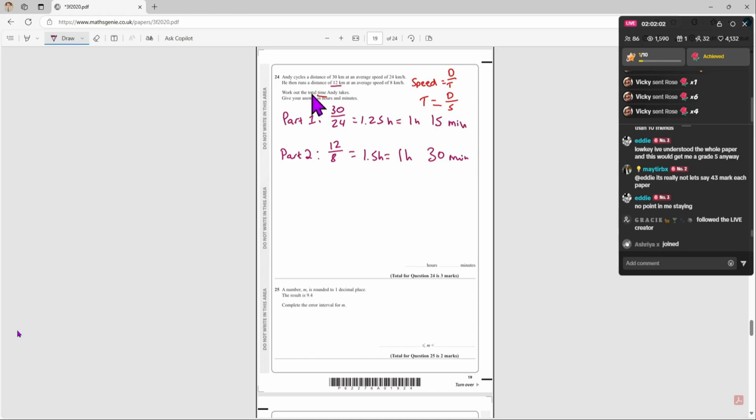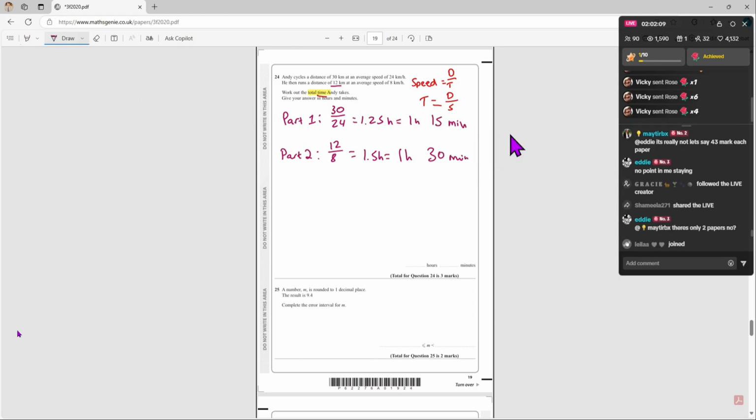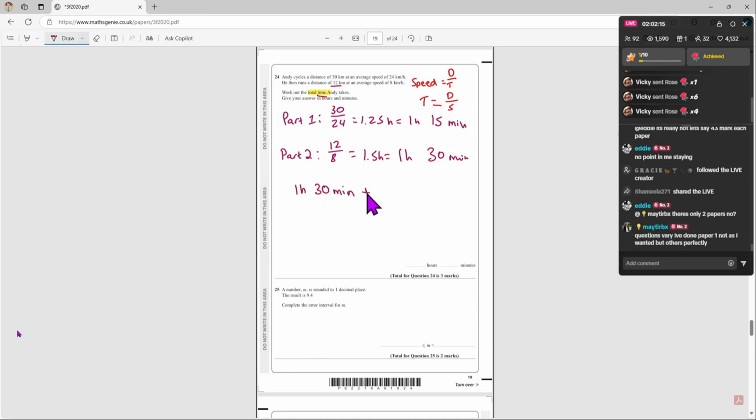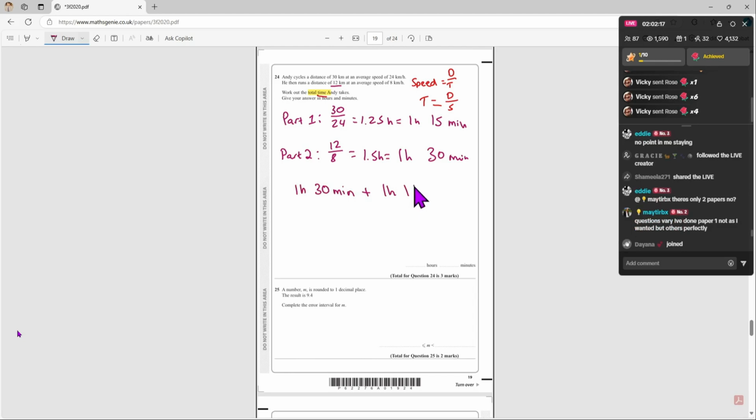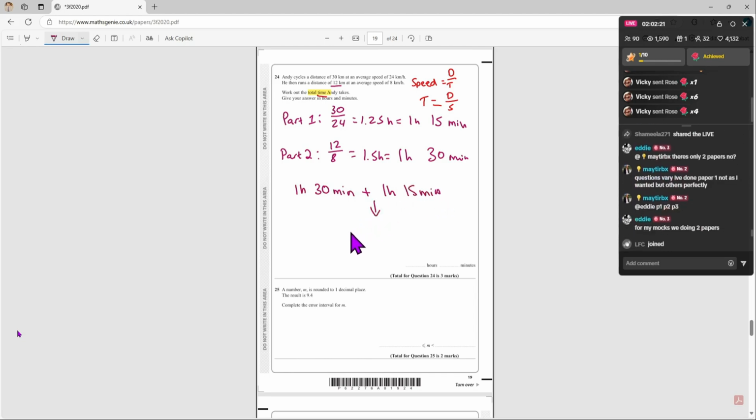And now it says we have to work out the total time. The total time, we have to add this 1 hour 30 minutes to the 1 hour and 15 minutes. So we have 1 hour and 30 minutes plus 1 hour and 15 minutes, which will give you a grand total of 2 hours and 45 minutes. And that will be the final answer, 2 hours and 45 minutes.